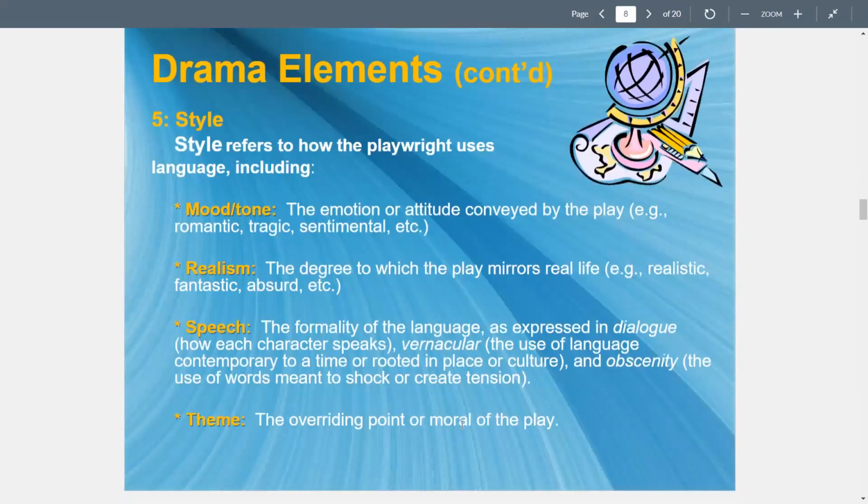The style refers to how the playwright uses language, including mood and tone. So remember, mood is what you feel reading or watching the play, what the audience is supposed to feel. That's the emotion or attitude conveyed by the play. So is it romantic? Is it tragic, sentimental? The tone is how the playwright approaches it. Sometimes that can be the same thing, so the tone can be very tragic, which makes you feel tragic. But as we saw with some of the short stories, the tone can be very opposite of what it makes you feel.